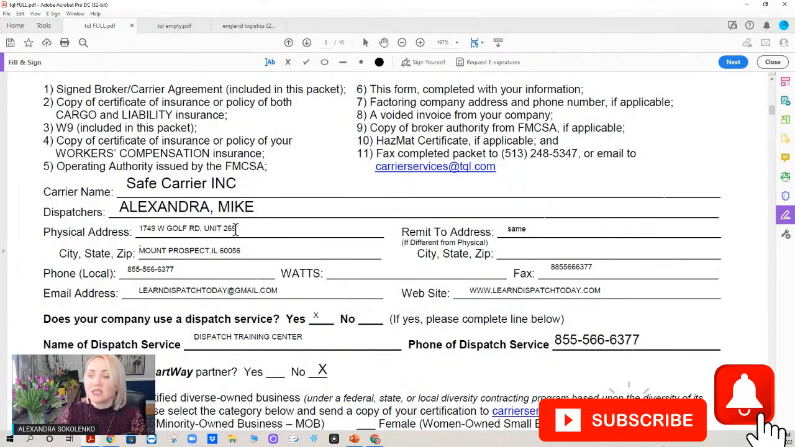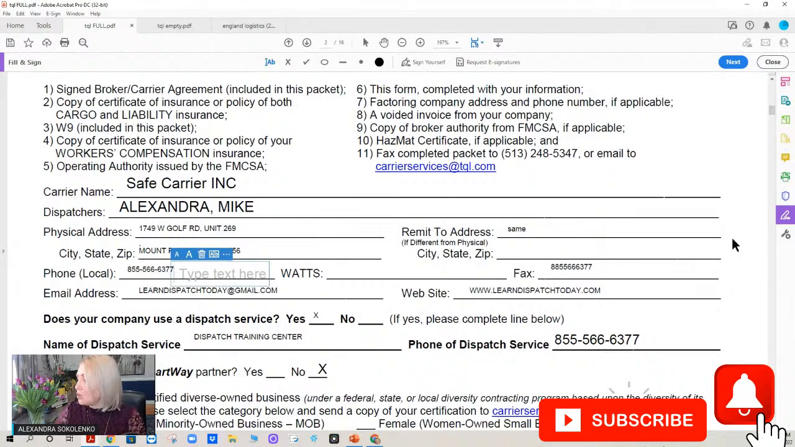Okay, what is the physical address? I just created this address, Mount Prospect. If you have the same one for your mail, then you're gonna put the same. If your mail goes somewhere else, maybe you have PO box, then you're gonna put PO box for carrier. Remember, you are dispatcher, right? Phone number.